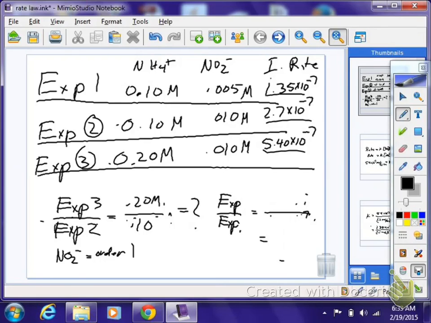And we do the same thing with rate, 3 to 2, when we compare that ratio: 5.4 times 10 to the minus 7 in experiment 3, over 2.7 times 10 to the minus 7 in experiment 2. And that's also 2. Alright? So then, what we have for NH4, that's also order of 1.